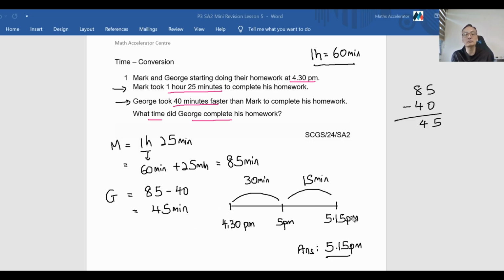So then we use a timeline to help us understand. So my strategy is I'll break down 45. I will always look for the nearest hour mark. In this case, the nearest hour mark to 4:30 is 5 p.m. So from 4:30 to 5 p.m. is 30 minutes. So 45 minus 30, we have 15 minutes remaining. So we write here 15 minutes, and from here, 15 minutes after 5 p.m. will be 5:15. So this is time and conversion. Let's move on to the next question.